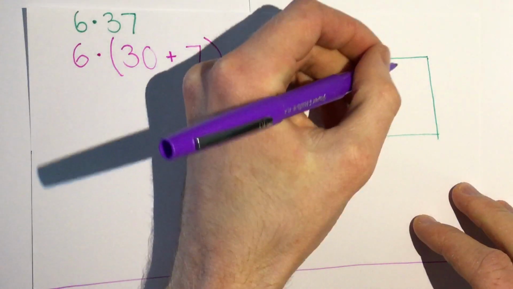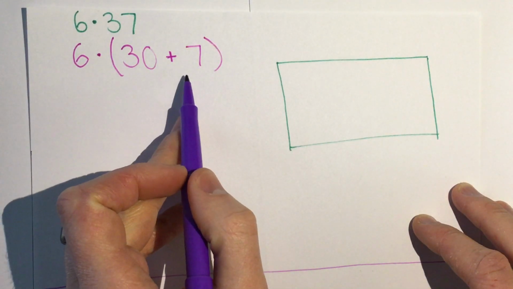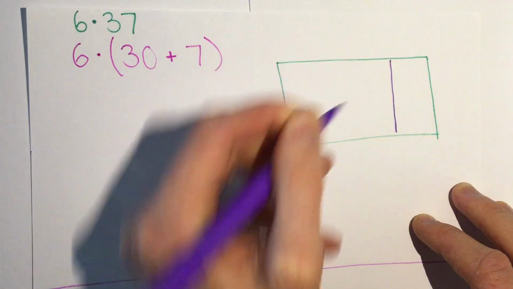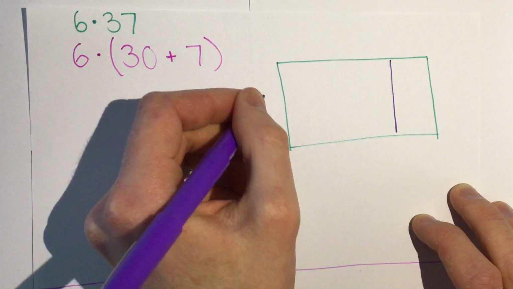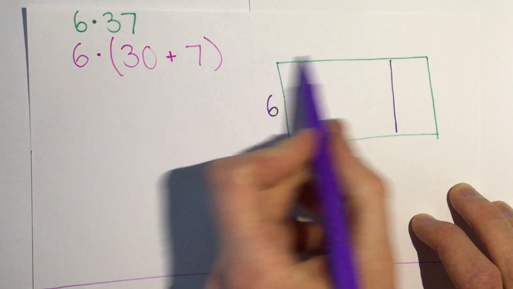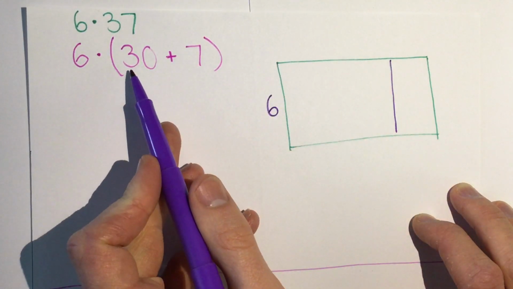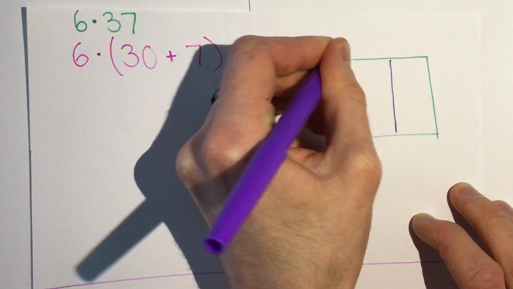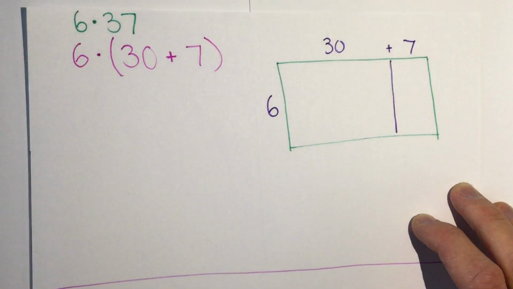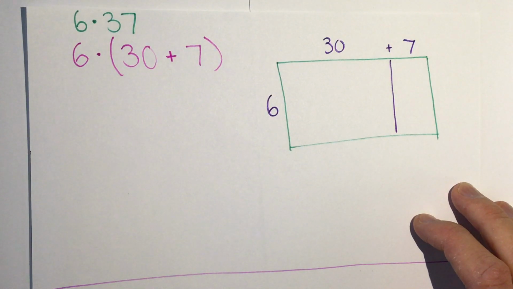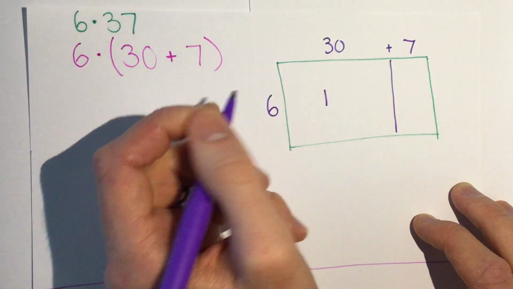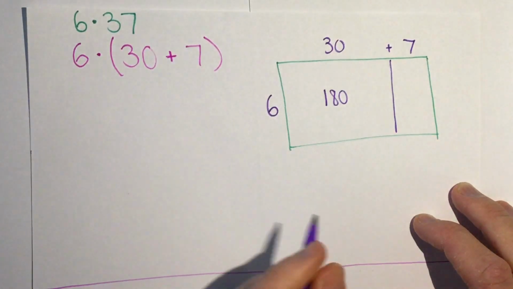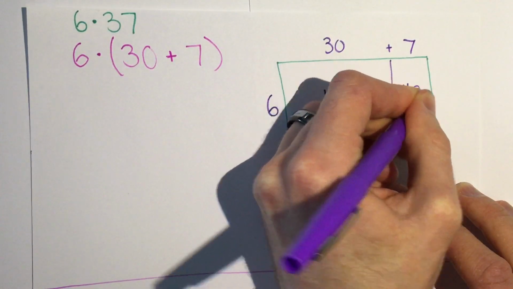Something you've probably seen in the past is taking multiplication and making it into a rectangle so that we're finding the area of the rectangle. We'd make our height 6, and our width would be 37, but we can split that into 30 plus 7. From there, we can get the area of each individual part to get the whole area. 6 times 30 is 180. 6 times 7 is 42.